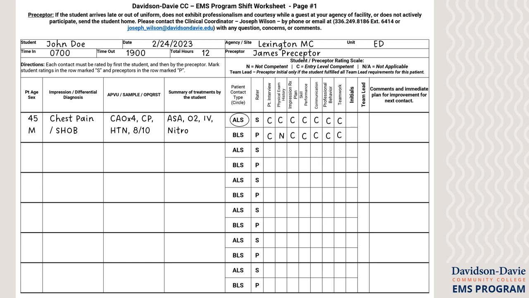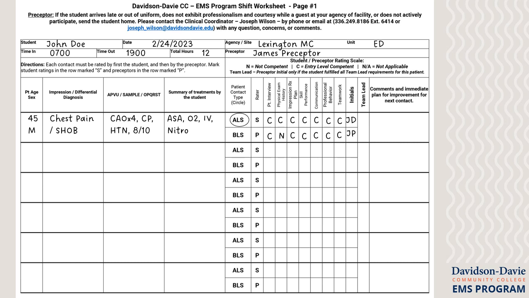The next set of columns is for you and your preceptor to evaluate you for this patient. You and your preceptor should mark C for competent, N for not competent, or NA for not applicable. You can find a more detailed explanation on the back of the shift worksheet for each of the areas of evaluation. The initials at the end of the evaluation are to attest that your interaction with this patient was critiqued by both you and the preceptor.